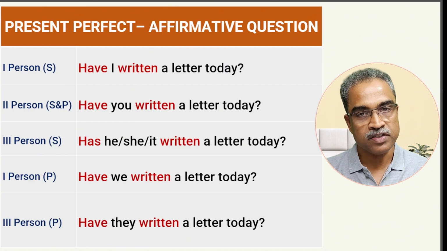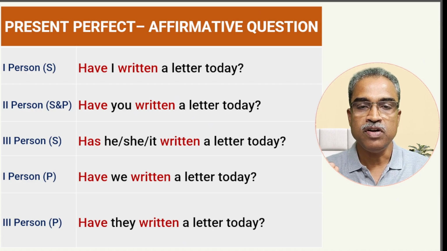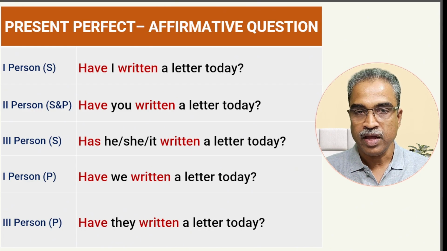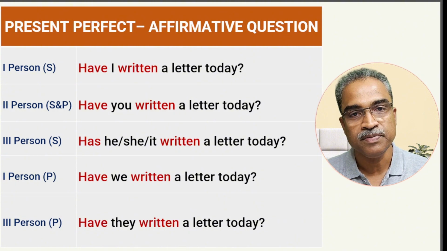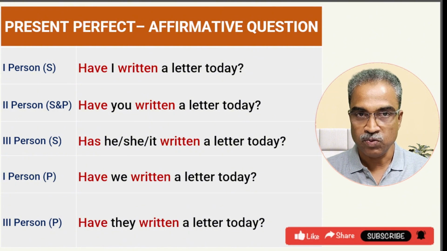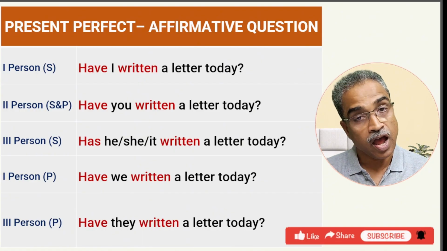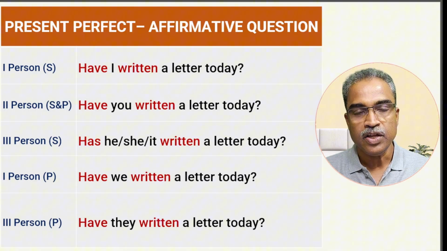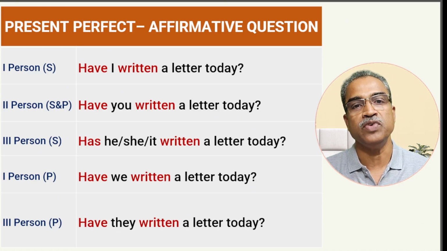But if you want some specific information, you put the question word first. For example, if I say, have you written a letter today? And the answer is yes, I have written a letter. Then I can ask, why have you written a letter? Or when have you written? Or where have you written? How have you written? According to the information that you need, you place these question words.